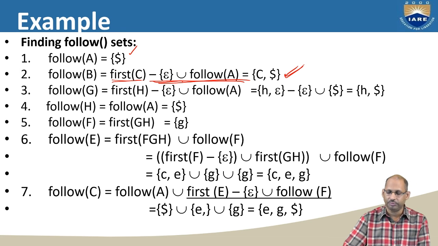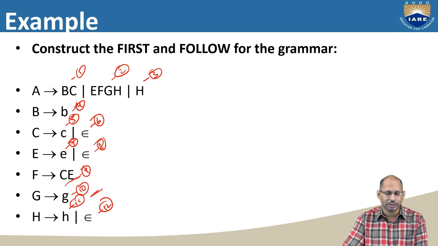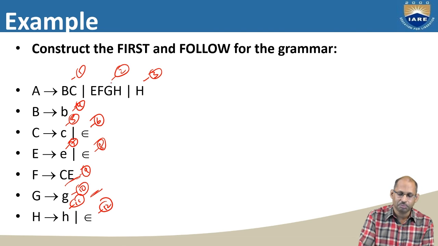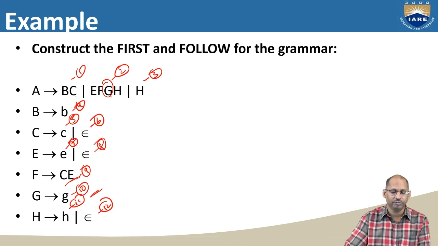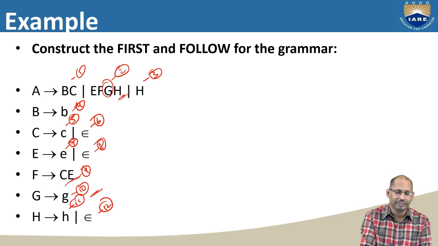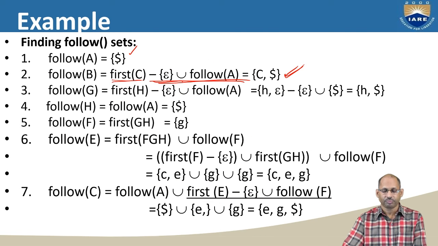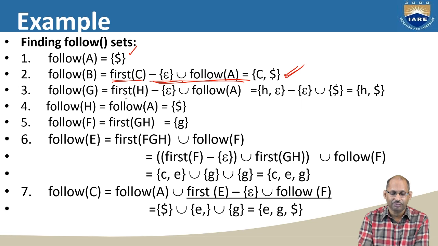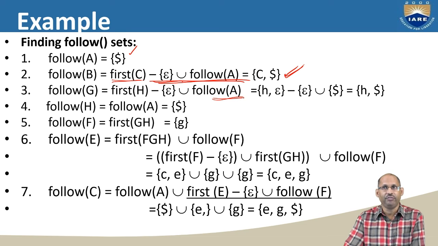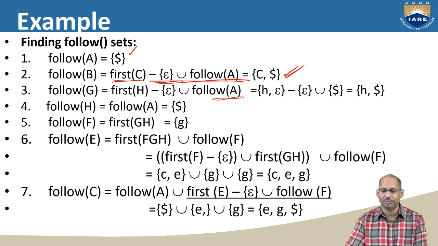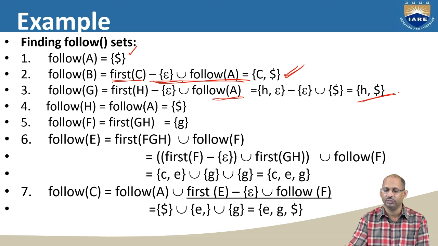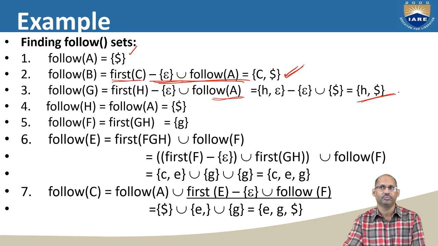Then follow of G. In which places is G present? G is present here only. Follow of G is first of H. H has epsilon, so consider follow of A. Right? Here follow of G is first of H, but it has epsilon, so union with follow of A. So first of H, comma, epsilon minus epsilon with $, which gives H comma $.